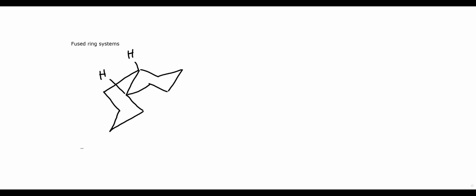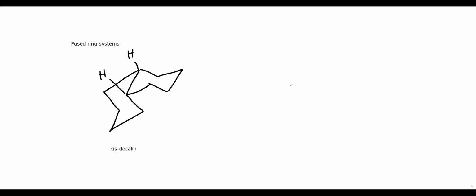And if these two ring systems are fused together in a way such as this, you would call this a cis-Decalin system. Cis-Decalin system. Okay, Decalin because there's 10 carbons altogether, and cis because these two hydrogens are both facing upward. So that's how you draw the chair systems for a fused ring system like that.